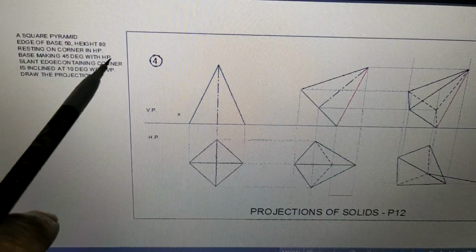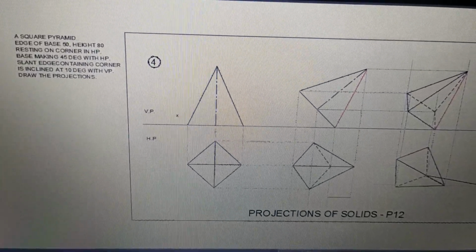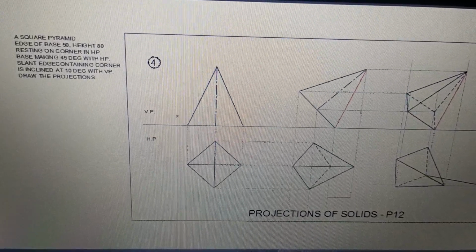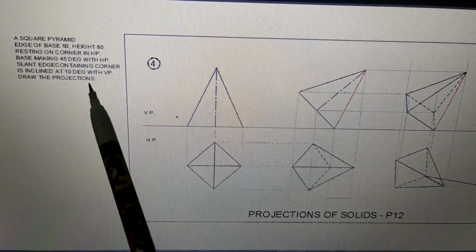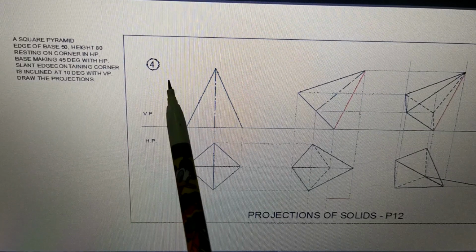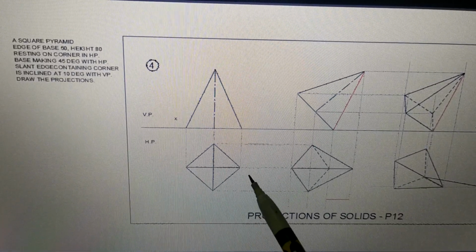The base is making 45 degrees with the HP. The slant edge on which it is resting is inclined at 10 degrees with VP. Draw the projections. Now first of all, it is resting in HP on its corner.